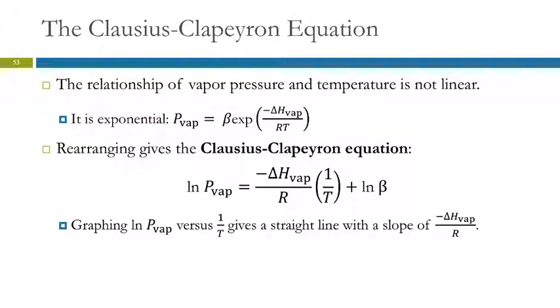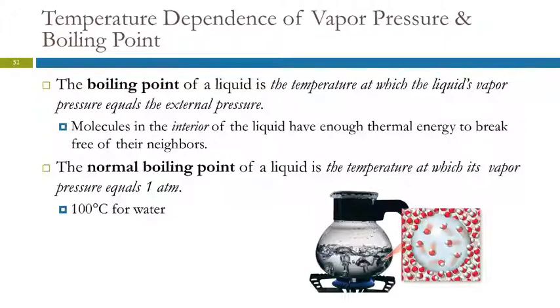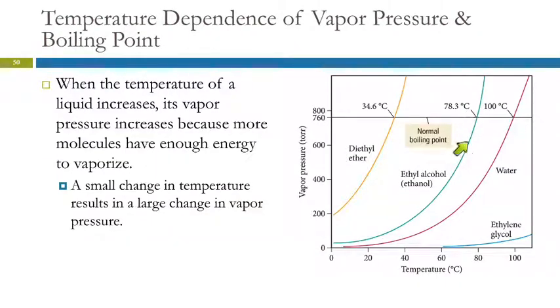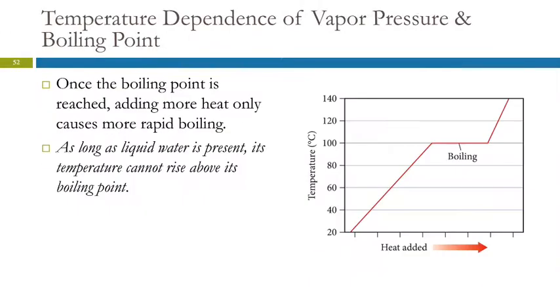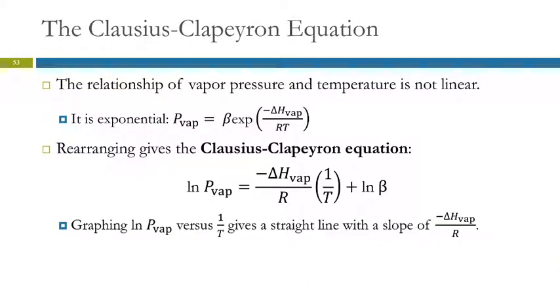The relationship between vapor pressure and temperature is not linear. We go back to this graph and we can see that that relationship is not a straight line, right? It's an exponential relationship, and it can be described this way. The vapor pressure is equal to a constant.